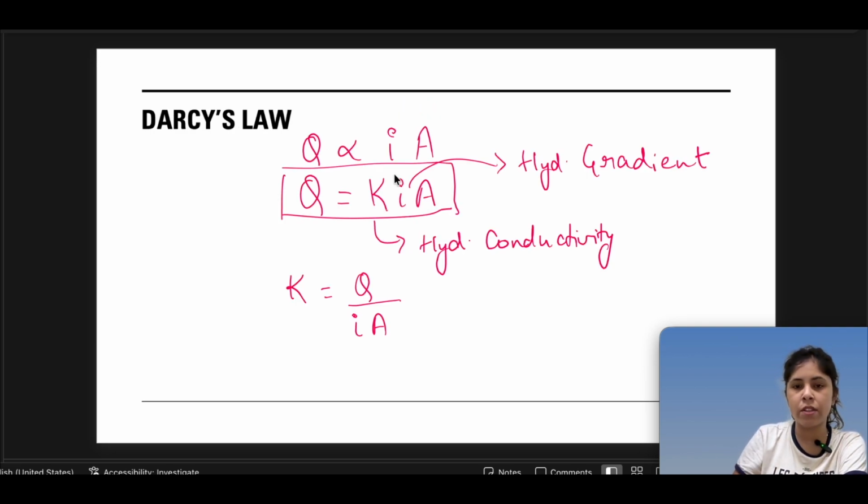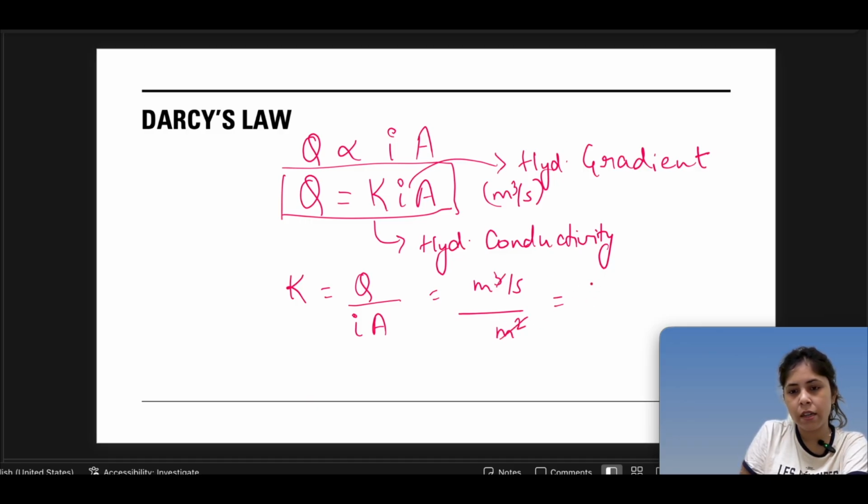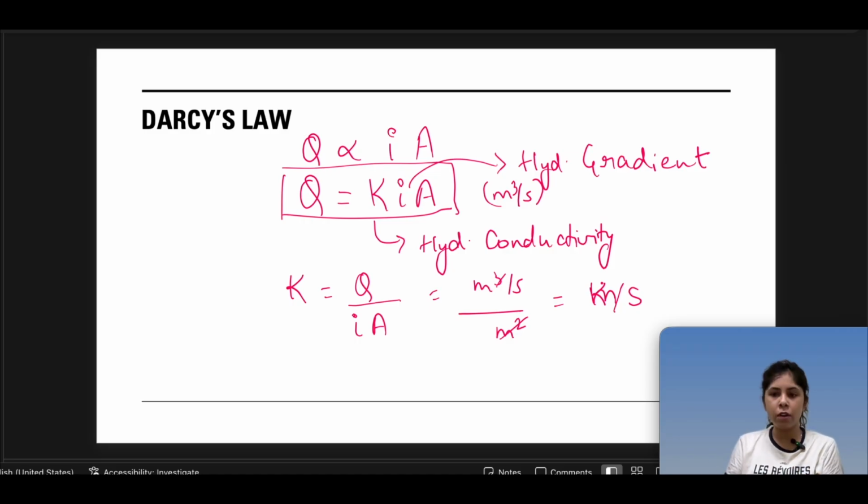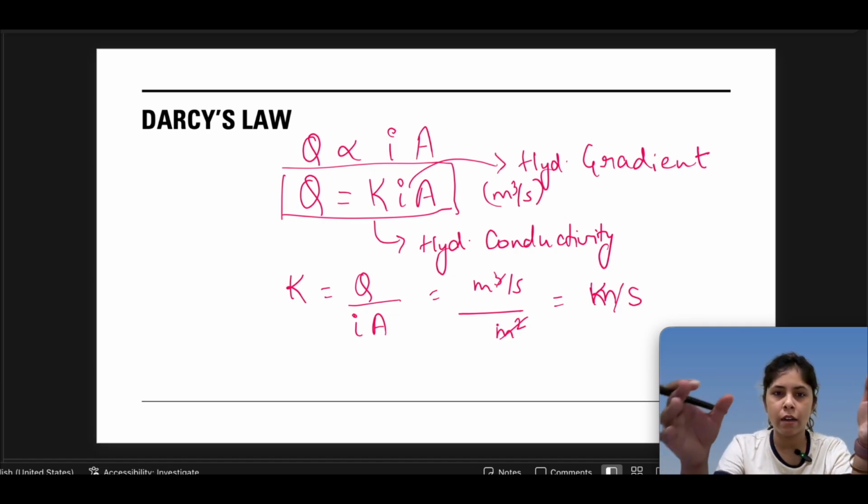And discharge, we already know, is in units of meter cube per second, right? So if we put meter cube per second, and hydraulic gradient has no unit and area has unit of meter square, conductivity comes as meter per second. Meter per second is what? It's the unit of velocity. So conductivity is nothing but the velocity of water, how fast it's flowing. So that's what Darcy's law is, and we have to understand this.